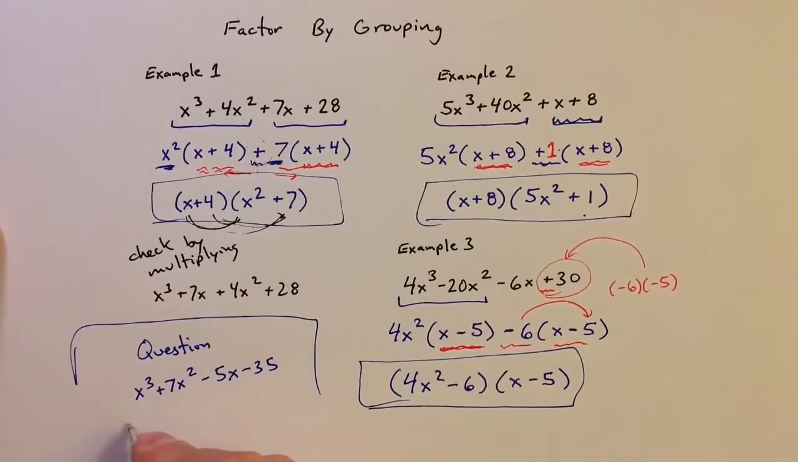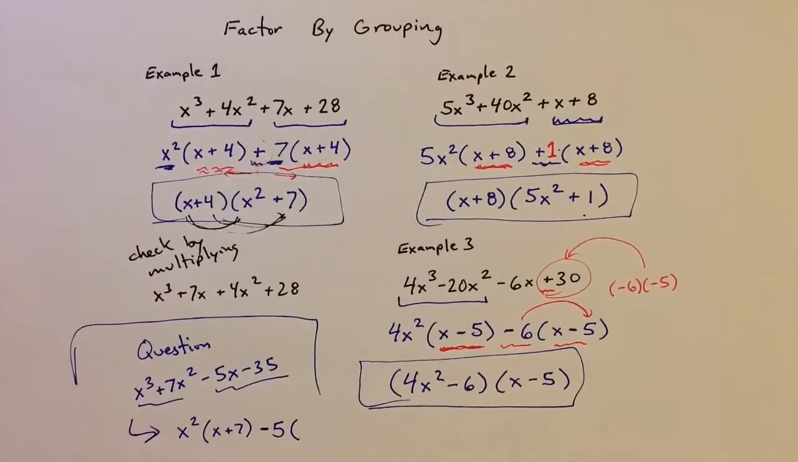Alright, well, let's take a look at the answer. I hope you paused the video and tried this out. The first two terms have a common factor of x squared, and x plus 7 is left behind. The second two terms, I have a minus sign issue here, so I'm going to put a minus 5. 5 is the common number factor.